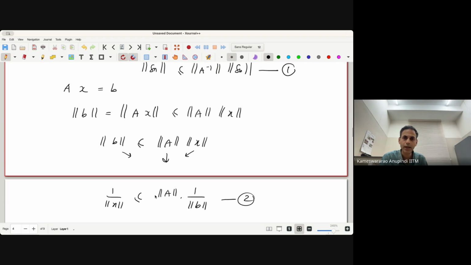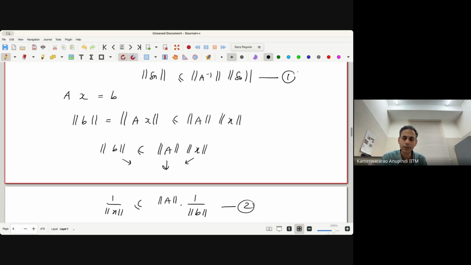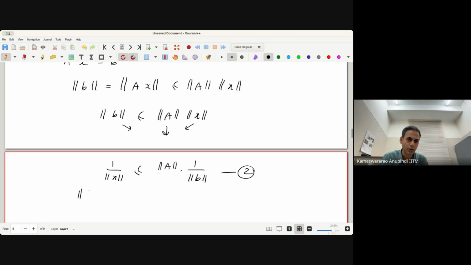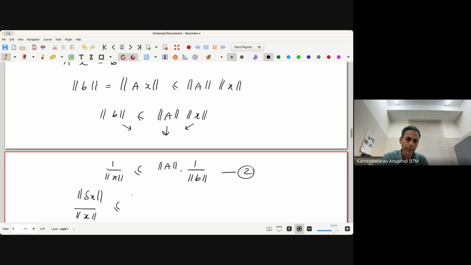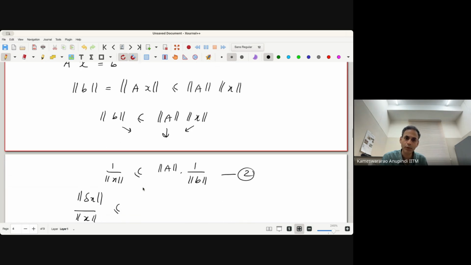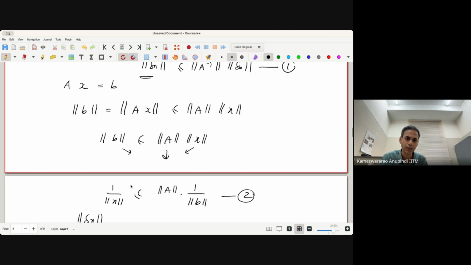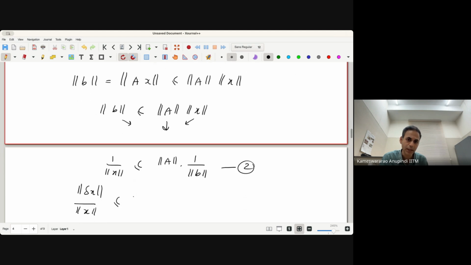Now I can divide the first equation by the second equation. That's going to give me delta X divided by X, so norm of delta X divided by norm of X is going to be less than or equal to, I'm just going to multiply 1 times 2. That is norm of A times norm of A inverse. I multiply 1 with 2 because there is already 1 by norm X here.